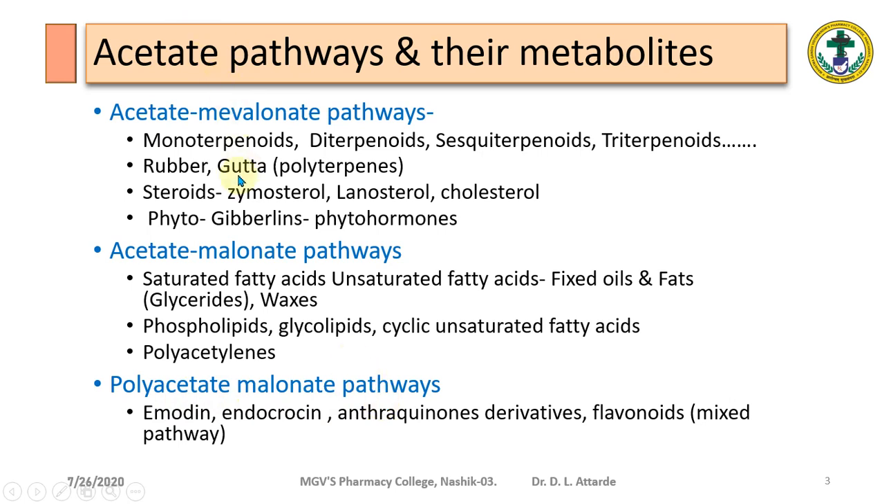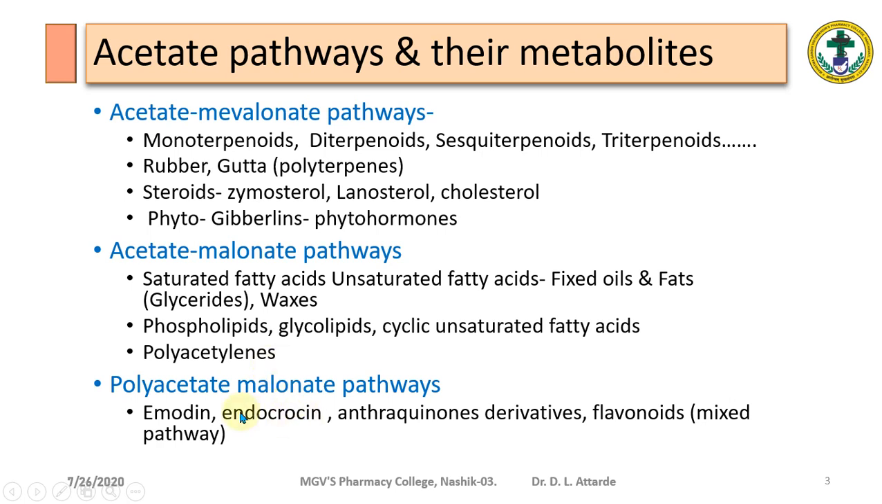In the previous section, we had already seen the acetate mevalonate pathway, which gives the metabolites of terpenoid types, steroid types, and phytohormone types. In the malonate pathway, we saw how glycerides are generated by the formation of fatty acids using malonates, which further, with various methods or enzymes, give the different higher metabolites: phospholipids, glycolipids, and various unsaturated fatty acids, polyacetylenes, etc.